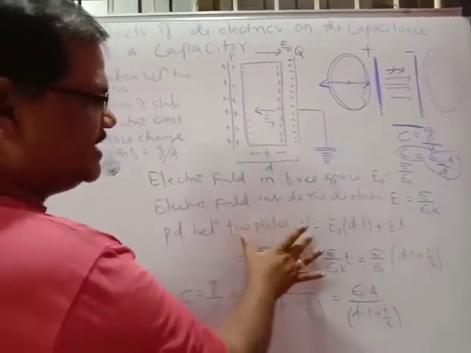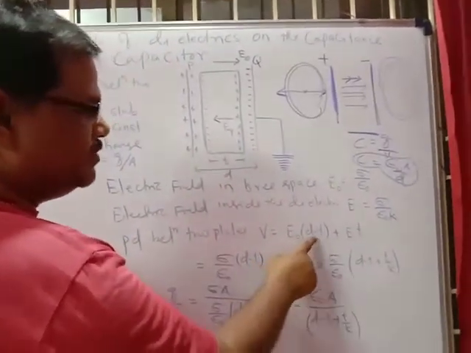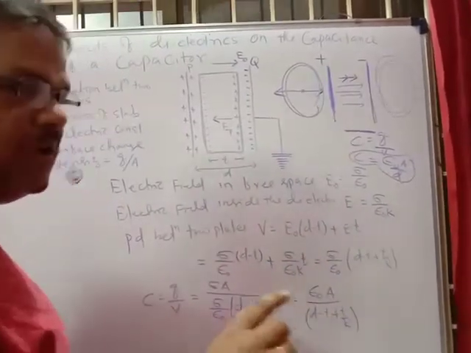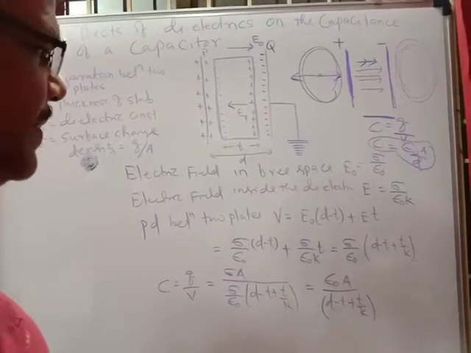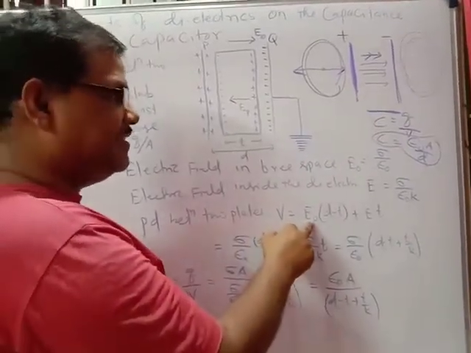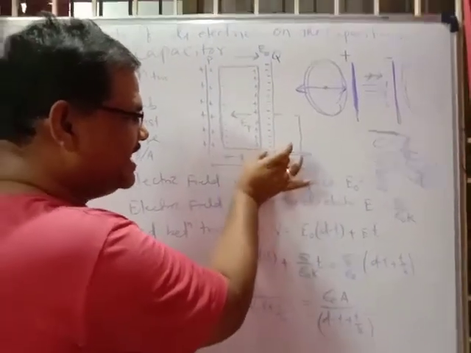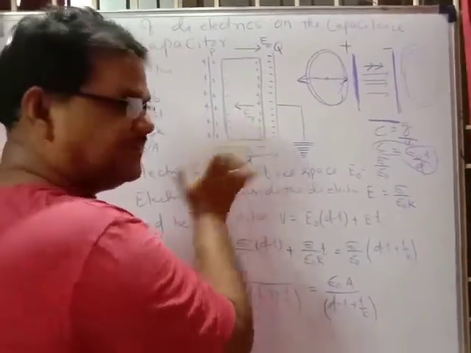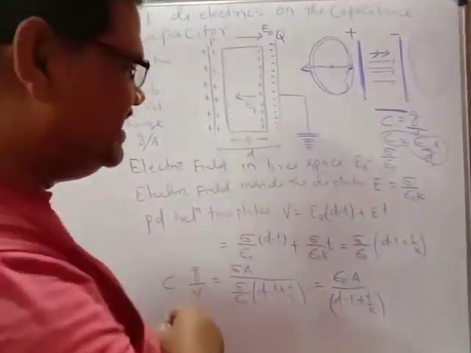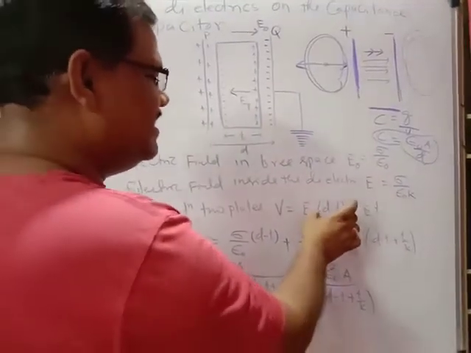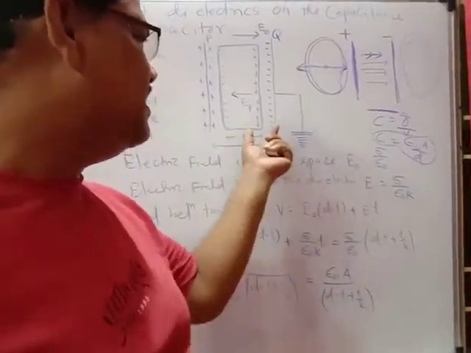The PD between the two plates equals V, that is E naught into D minus T, because PD equals V equals E into the distance between the two plates. But here E naught is the electric field in the free space, and D minus T is the length for free space, because total is D and the dielectric slab is T, so D minus T is the space left for the free space.